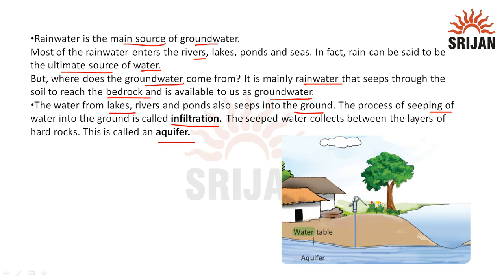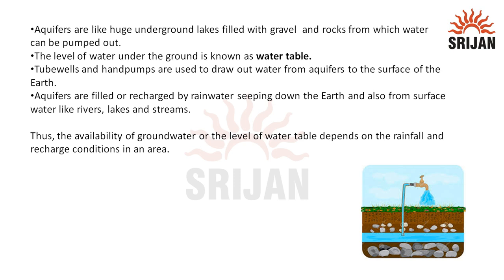Here we can see this is a water table and this is an aquifer. An aquifer is basically the seeped water that is collected between the layers of bedrocks. Aquifers are huge underground lakes filled with gravel and rocks from which water can be pumped out. Here we can see that this portion is considered to be an aquifer. The level of water under the ground is known as the water table.